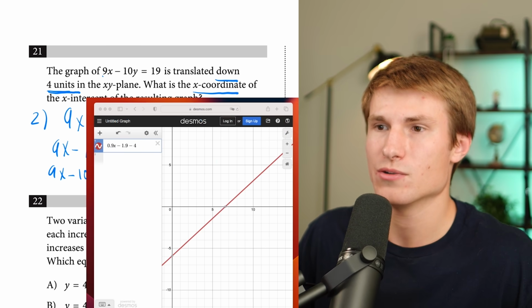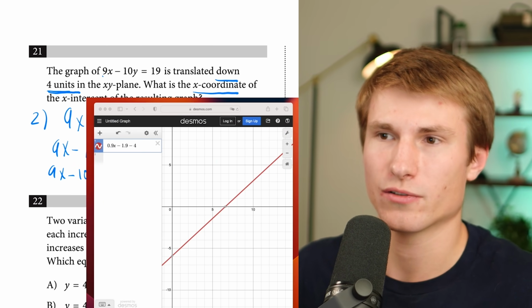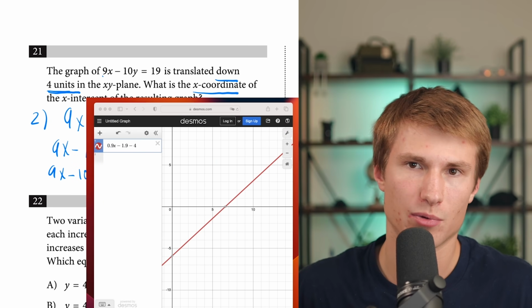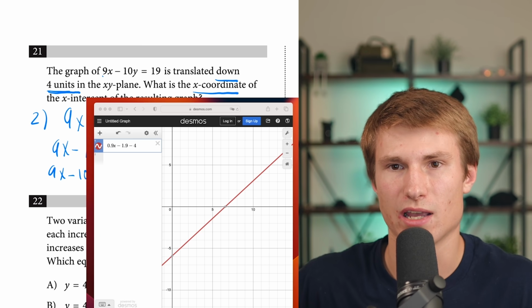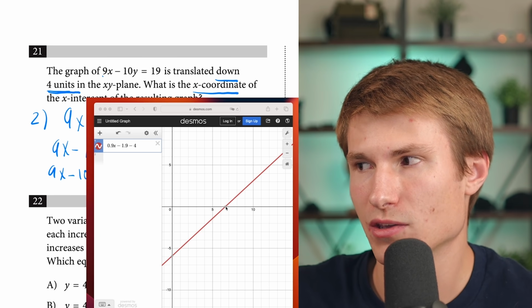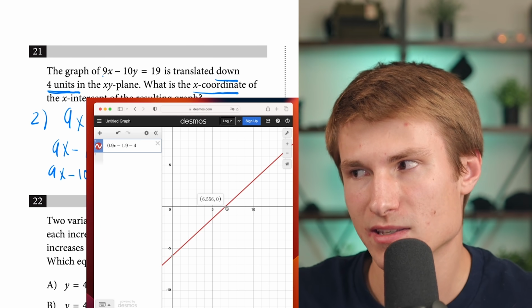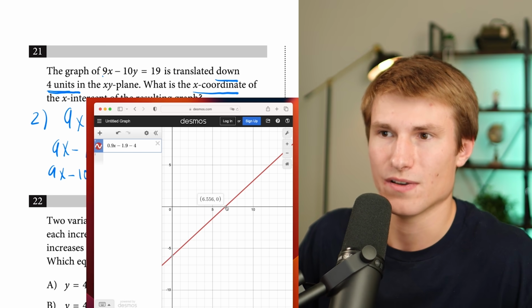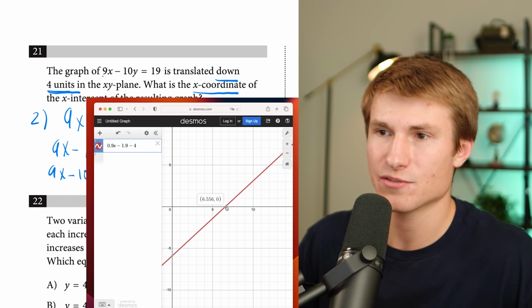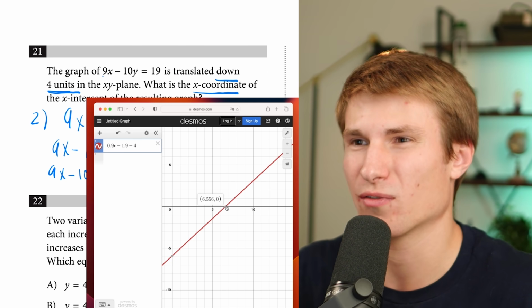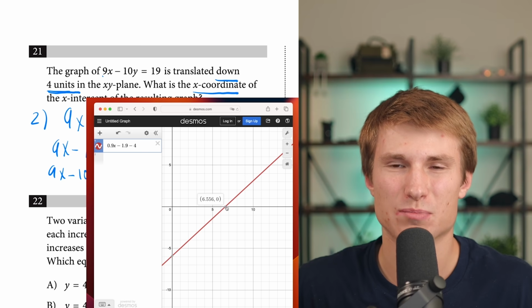The way that I would do this using Desmos is I would convert it into slope-intercept form, and then I would put it into Desmos and use that to get to the rest of the answer. As you can see, if you do that, you look for where it equals 0, and that's at 6.556, which is 59 over 9. Now, the disadvantage of using Desmos is it's not going to give you a perfect fraction, but most of the time, it's pretty easy to figure it out.